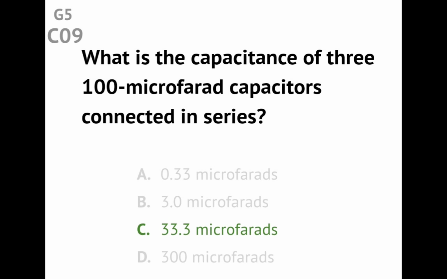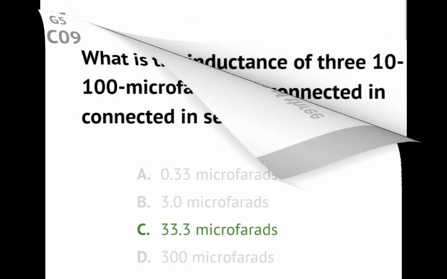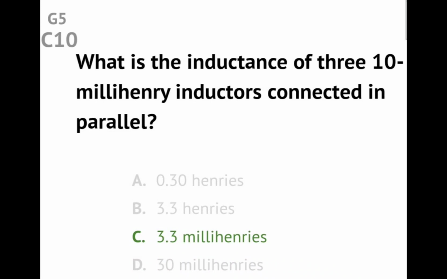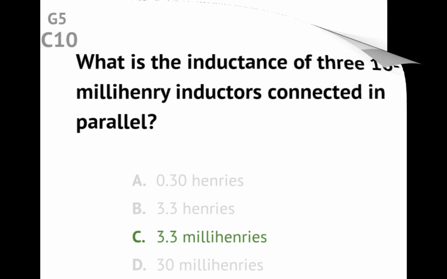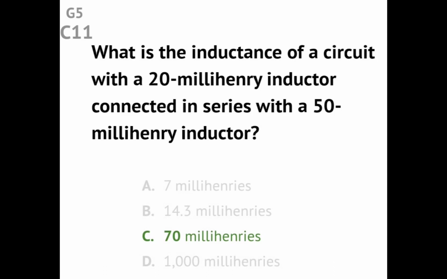Question G5C09. What is the capacitance of three 100 microfarad capacitors connected in series? Answer: 33.3 microfarads. Question G5C10. What is the inductance of three 100 millihenry inductors connected in parallel? Answer: 3.3 millihenries.